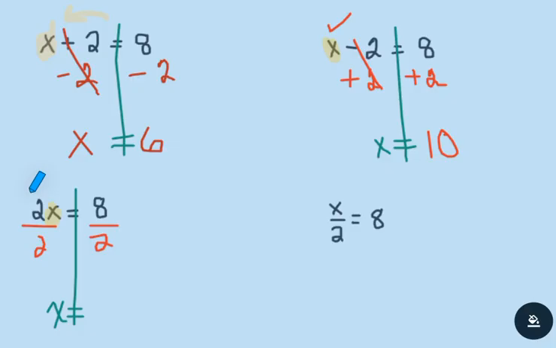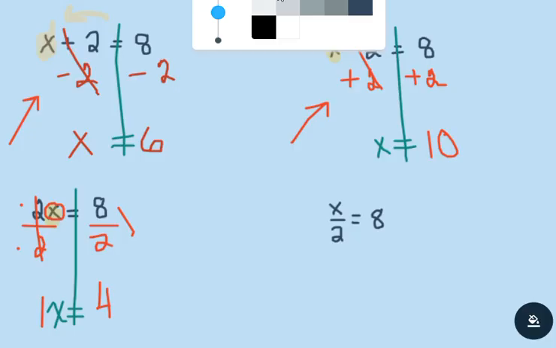Notice we're not taking away 2x. In these other ones, we did the opposite of add 2 or subtract 2. Here we have multiplication. We want to keep the x. So I'm not going to divide by 2x or take away 2x. I'm just going to try to make my coefficient a 1. And whenever you have a numerator and a denominator that are the same, you get 1, because 2 divided by 2 is 1. So x equals 8 divided by 2, which is 4.